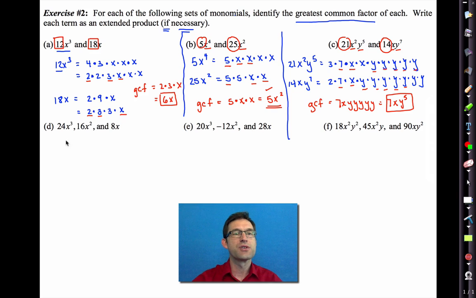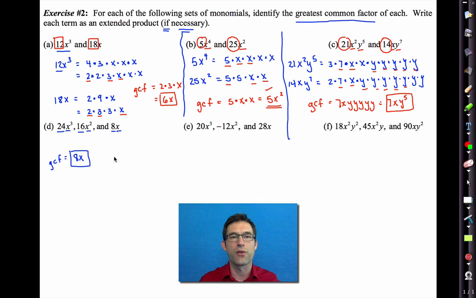Now let's try to use the shortcut a little bit more quickly. Let's look at these three terms. 24x cubed, 16x squared, and 8x. The largest number that goes into all three of those is 8. Then I look at x cubed, x squared, x to the first. Now remember, it's got to be common. The biggest thing that's common to all of them is simply an x to the first. So there's my GCF.